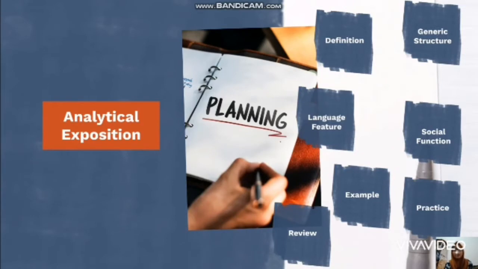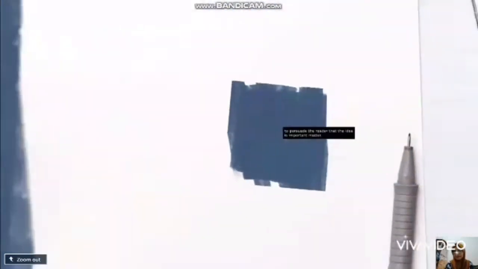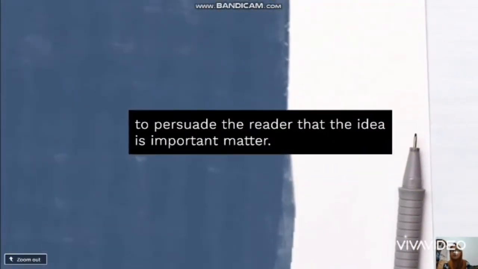What is the social function of this text? Or let's say, what is the purpose? Okay, the purpose or the social function of this text is to persuade the reader that the idea is important matter. Jadi apa sih pentingnya kita belajar analitis teks ini? Jadi itu penting karena teks ini digunakan untuk meyakinkan para pembaca bahwa ide atau gagasan yang ditulis oleh si penulis itu adalah hal yang penting untuk dijabarkan, untuk didiskusikan. There must be something that's really good to be discussed about these things.